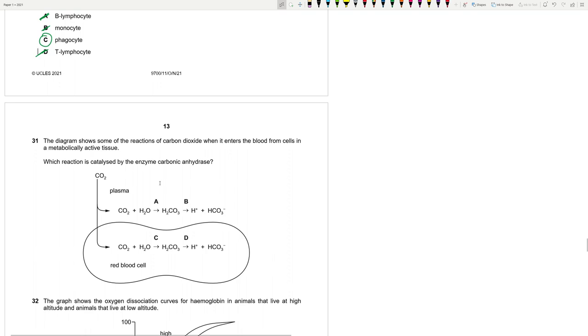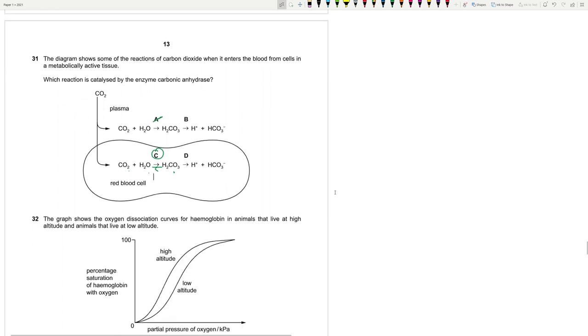Moving on. Third one, the diagram shows some of the reactions of carbon dioxide when it enters the blood from cells in a metabolically active tissue. Which reaction is catalyzed by the enzyme carbonic anhydrase? Mainly, it catalyzes the reaction between carbon dioxide and water in the RBC. You guys understand? Not in the plasma. It's an enzyme present in the RBC. So a lot of you might have picked A, but remember the same reaction, carbon dioxide and water to carbonic acid, is a two-way reaction. It also catalyzes the reverse one. It is catalyzed. Okay, C.